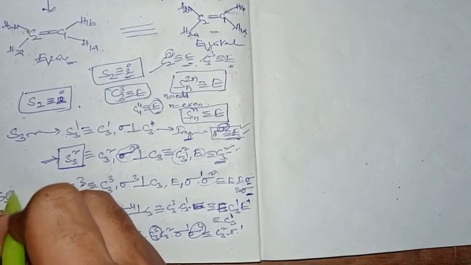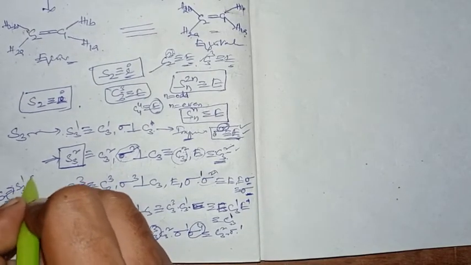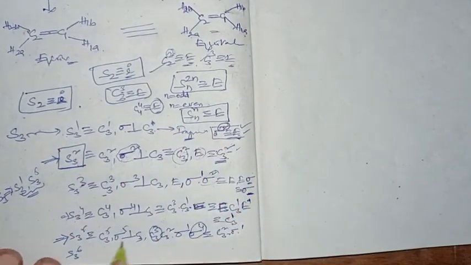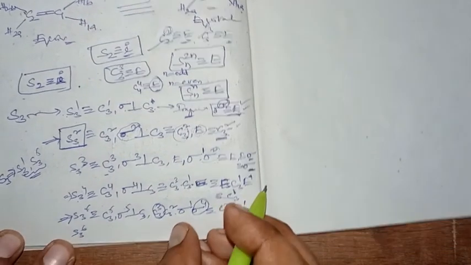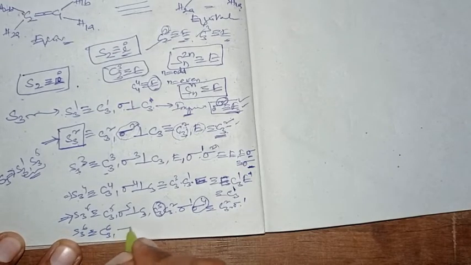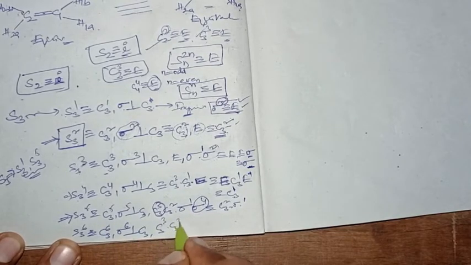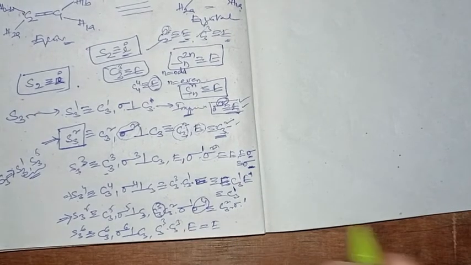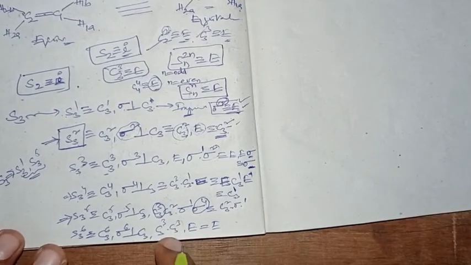In the S3 improper axis, we will consider S3^1 and S3^5. Only these two are improper axes, the remaining are all different, right? So S3^6, lastly we are doing S3^6. Doing S3^6 is nothing but C3 six times and sigma six times perpendicular to C3. So here C3^3, C3^3 and sigma six times is nothing but E. Altogether this element will be E only, isn't it?